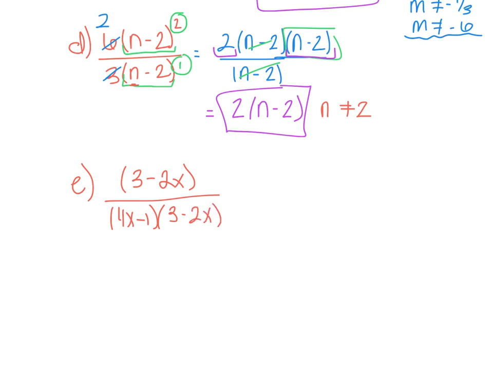So I've got 3 minus 2x in the numerator, I've got 3 minus 2x in the denominator. So we know 3 minus 2x divided by itself is 1. So I know that these are going to cancel out, as we say.